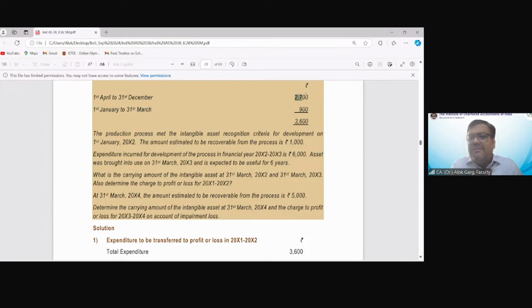So what is the treatment of this 2,700 in 2001-2? Expense out. Expense out. Why? Research phase. It is a research phase expense. Vignesh, are you aligned with me? Are you clear about 2,700? 1st April to 31st December, it has to be expensed out. What about 900? In 2001-2, what about 900?